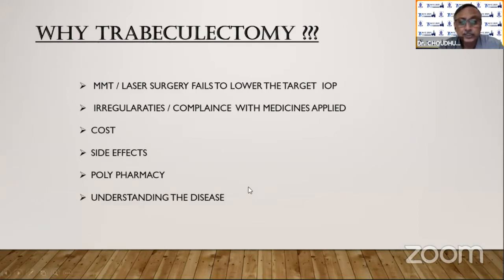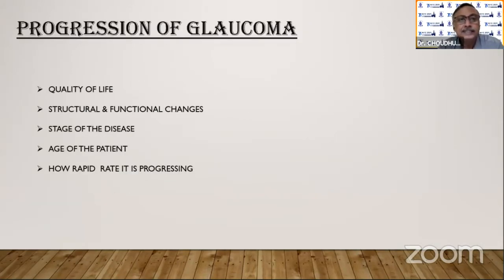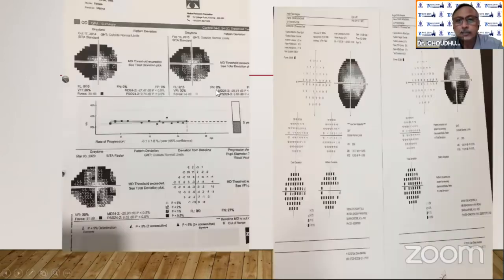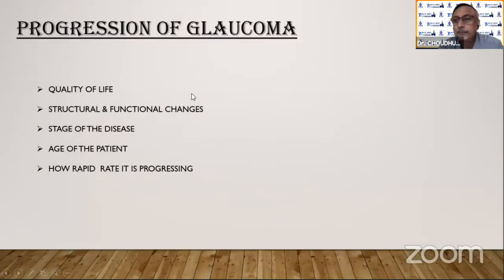And the last thing I want to say is that first you have to understand the disease. Make the patient and the party understand the disease before going for the surgery. They have to understand what glaucoma is. Next is the progression of the glaucoma. In progression, the main goal of treatment is that the quality of life has to be bettered. If you find any compromise, we have to turn to the trabeculectomy. And even if you find structural and functional changes in spite of the pressure being at the standard level with the medicine, sometimes I go for the trabeculectomy.